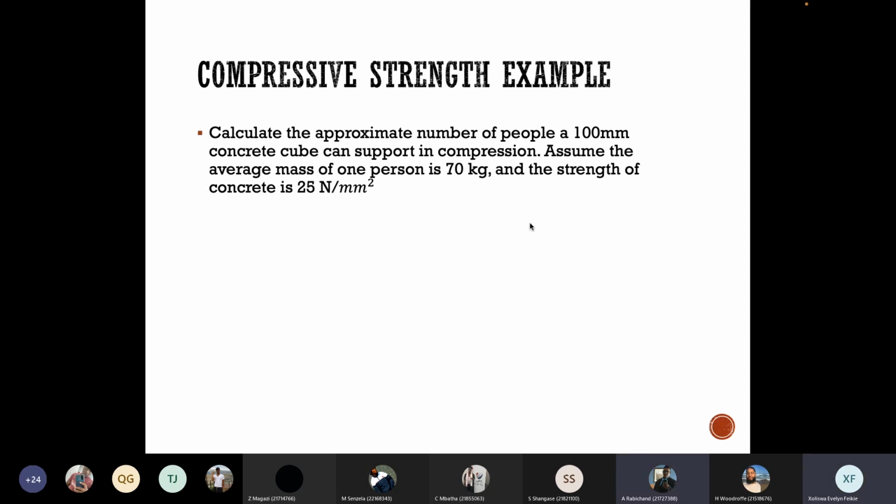Ma'am, I think if people converted the 70 kgs to newtons, they'd get an answer of 366.7. And if you convert your force to kgs and then divide by 70, you should get 364. So it's a matter of two difference between the two answers.